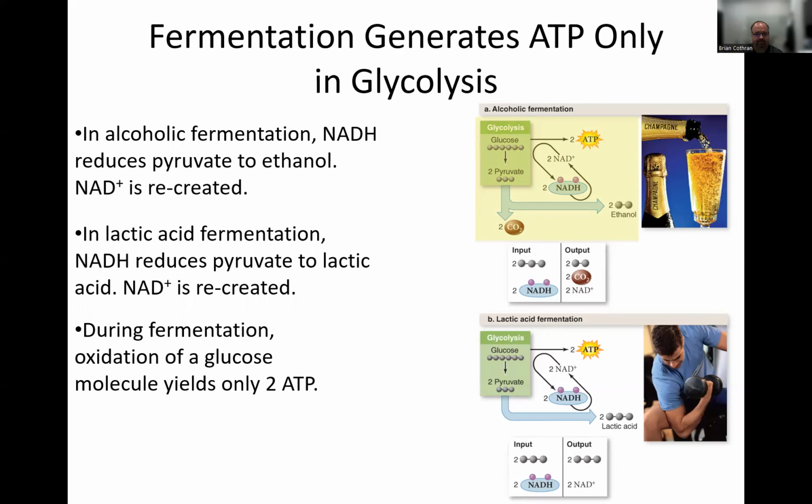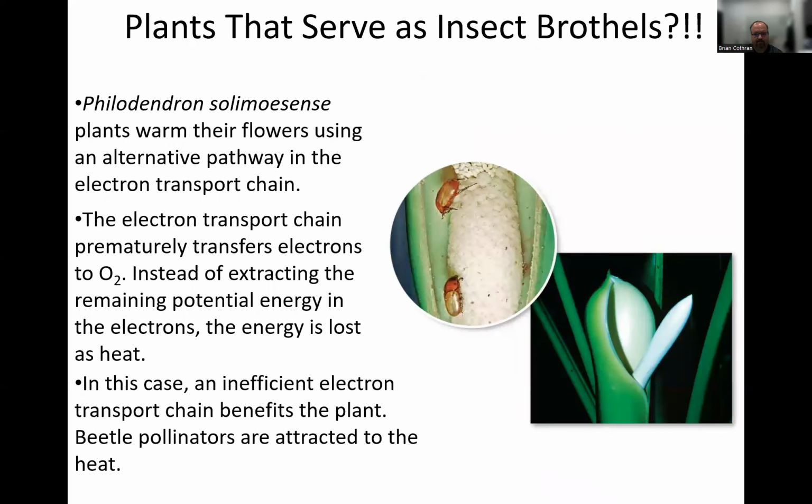So the last one here, always a did you know, it says plants that serve as insect brothels. This one is actually in your book, talking about these philodendrons, these lily plants that actually produce warm flowers. And in fact, they do this by prematurely transferring electrons to oxygen. Instead of extracting the remaining potential energy in electrons, the energy is lost as heat.